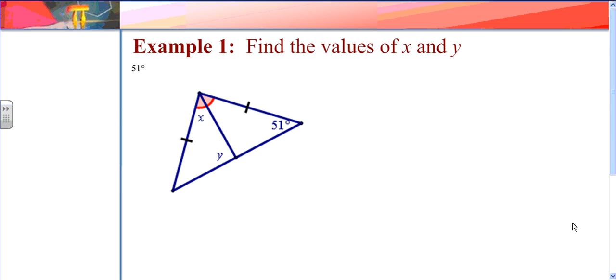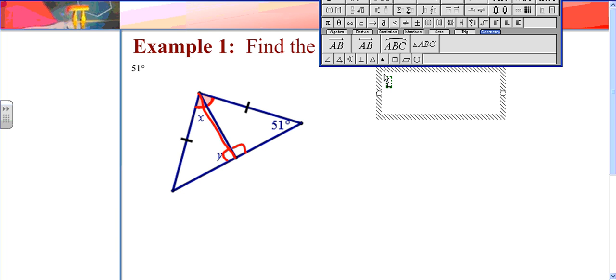Let's do a couple of examples. So example one, let's find the values of x and y. So here we see a triangle, and we see that it has two sides that are definitely congruent, and I need to find x and y. Now let's pay attention here. I notice that these two angles at the top are congruent. That means that this segment here is the perpendicular bisector of the opposite side. Well, that means that it forms a 90-degree angle. So I automatically know that y is equal to 90.